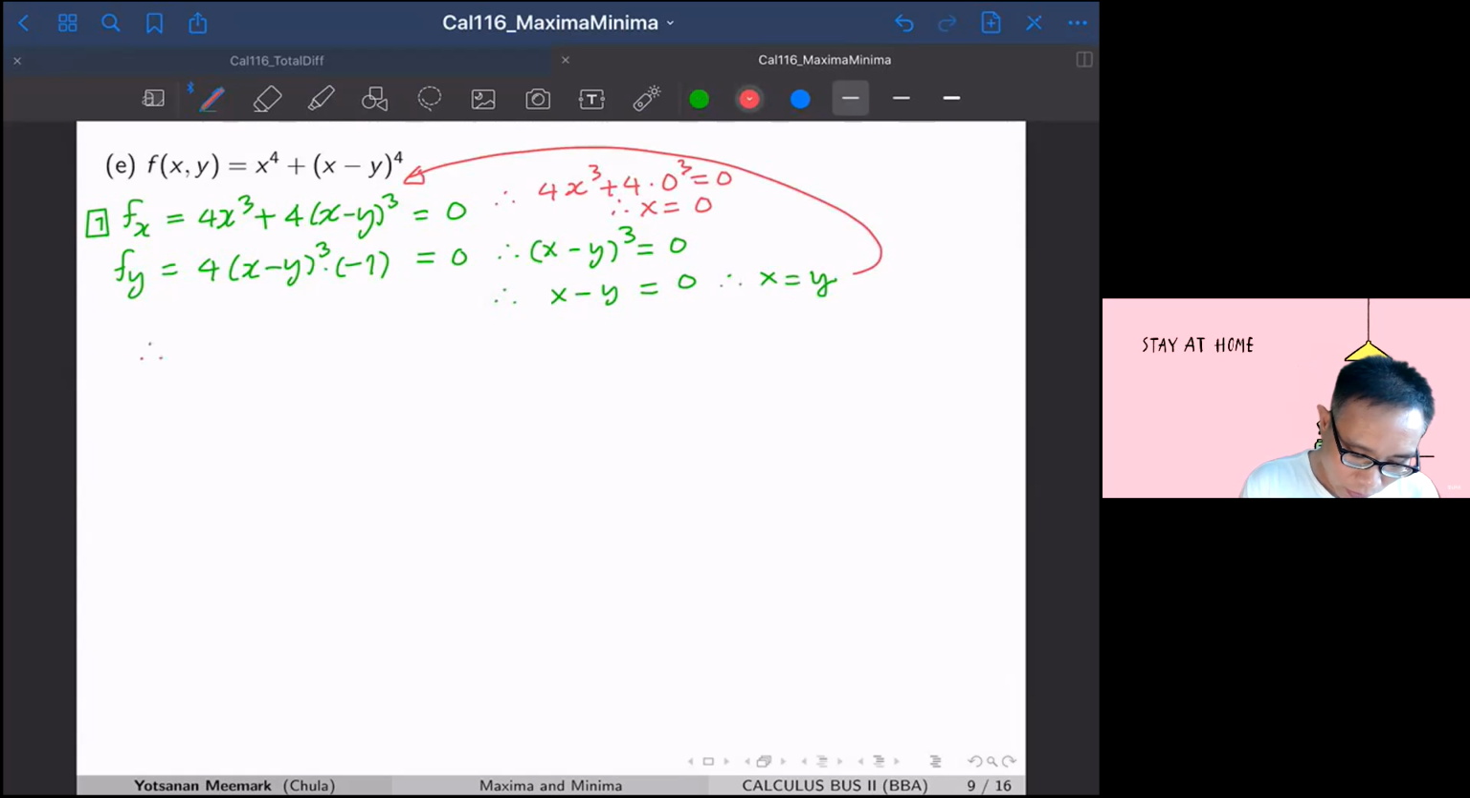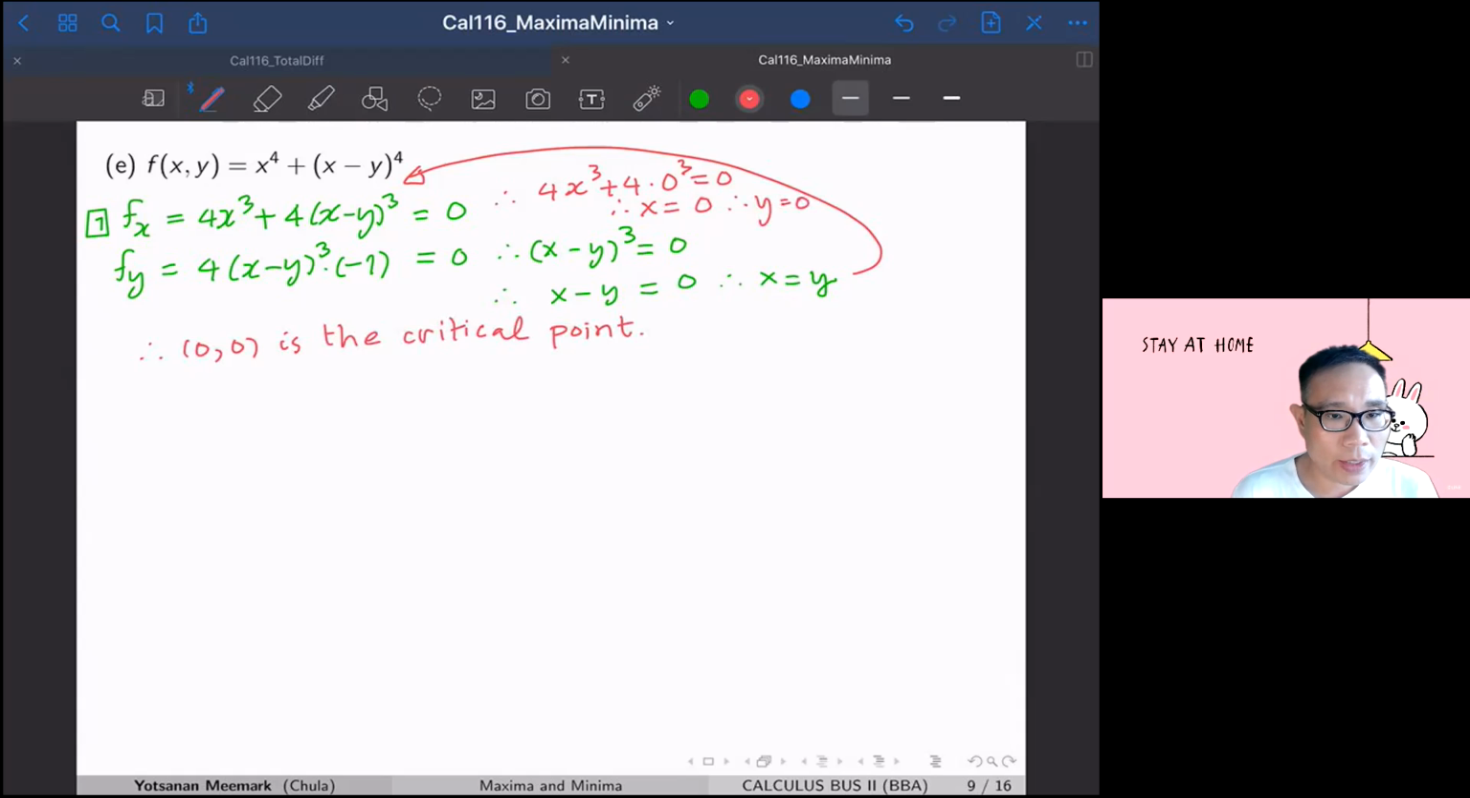So you're going to conclude that (0, 0) is the critical point for us here. Okay, so you have only one critical point, which is x equal to 0, and y equal to 0. So this is the critical point for this function. The second step, you would compute fxx.